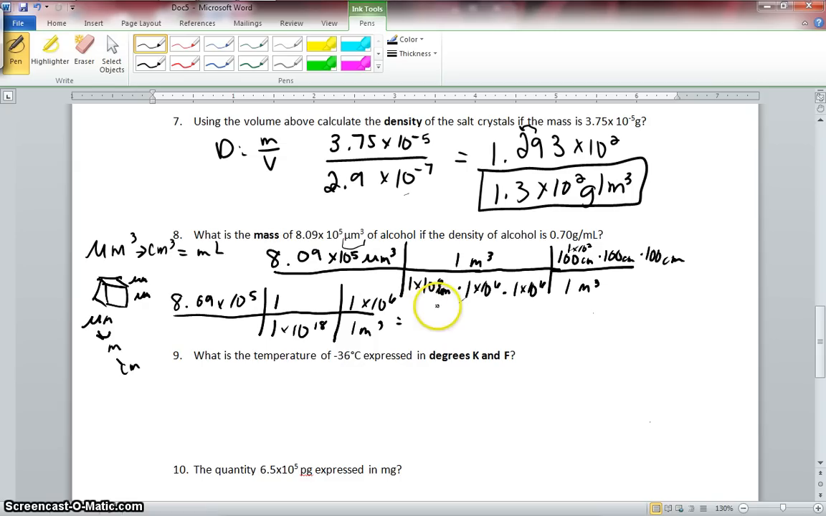We can multiply these, so it's going to be 8.09, because that times 1 times 1, and then add the exponents, times 10 to the 11th. Then we can divide by 1 times 10 to the 18th, which we should get is, this is centimeters cubed. So it's going to be 8.09 times 10 to the negative 7th centimeters cubed.